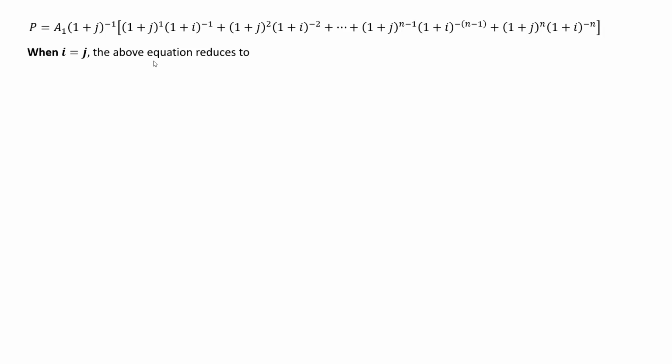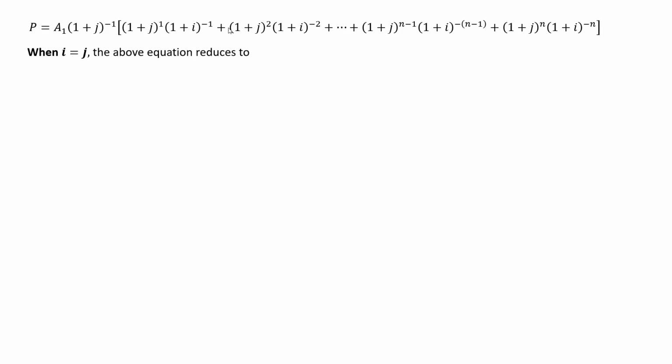Well, look at this. When i is in fact equal to j, what happens to the stuff inside the square bracket? This (1 + j), or we can call it (1 + i), the quantity raised to 1, times (1 + i), the quantity raised to negative 1. It's the same quantity (1 + i) raised to positive 1 times (1 + i) raised to negative 1. It's kind of like a to the 1 times a to the negative 1. What is that? Isn't that just 1?